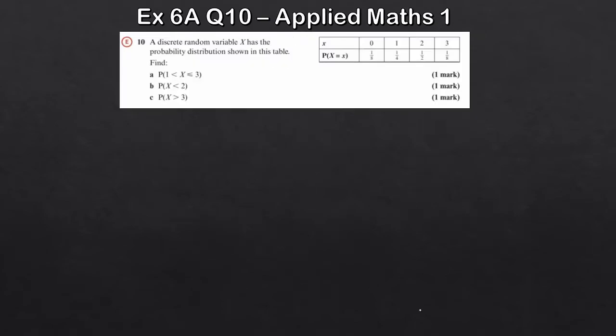Next question here, again from the same chapter part, whatever you want to call it. Again, just practicing working out probabilities given the probability distribution. So, A, we want to find the probability that the discrete random variable x lies between 1 and 3, where we don't include 1, but we do include 3.